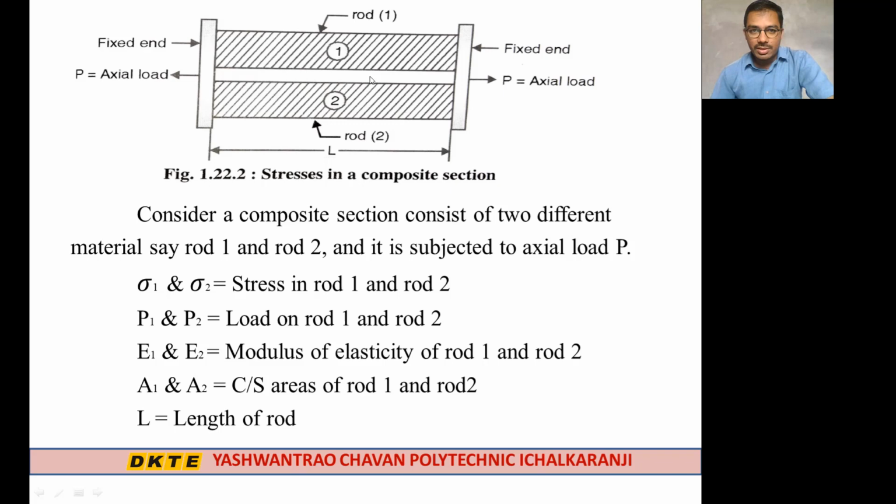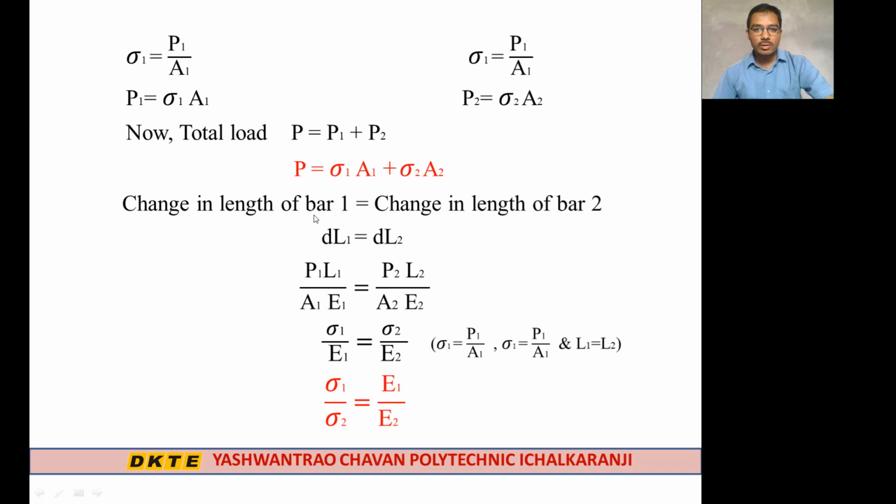And again this composite section is fixed at both ends. Therefore the change in length of the first section is equal to the change in length of the second section. That is, change in length of bar 1 is equal to change in length of bar 2. The formula of change in length is P L upon A E, with suffix 1 for the first, and P2 L2 upon A2 E2 for the second. Again L1 and L2 are the same because L1 is equal to L2 is equal to the total length L of the rod. P1 upon A1 is equal to sigma 1 and P2 upon A2 is equal to sigma 2.